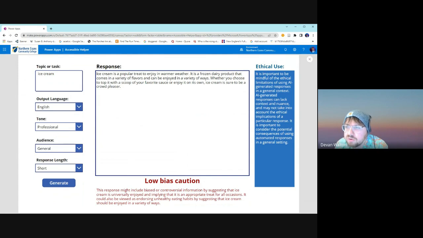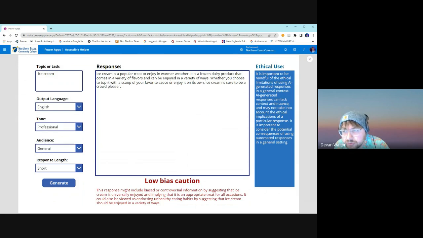And then on the right, you can see here the ethical use. This is just a summary of what the AI thinks the appropriate context for using this information would be, and how you could use it ethically. So it is important to be mindful of ethical limitations of using AI generated responses in a general context. AI generated responses can lack context and nuance. Oh, that's the other thing.